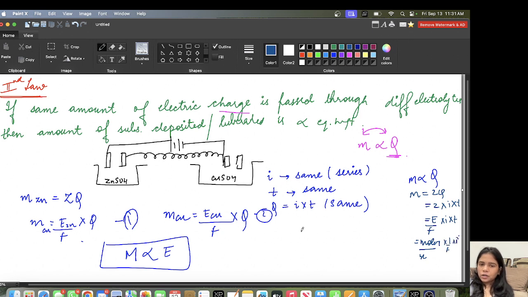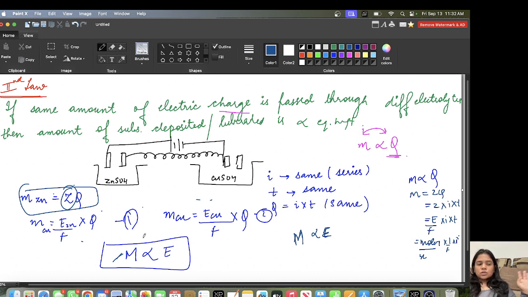Right? Here what is the conclusion? If you are passing the same amount of electric charge, the amount of substance, whatever m, is directly proportional to your equivalent weight. That's all. And this we have got from this formula. M equals ZQ, when you expand it, you'll get M is directly proportional to equivalent weight. Okay, so that's it for Faraday's law.